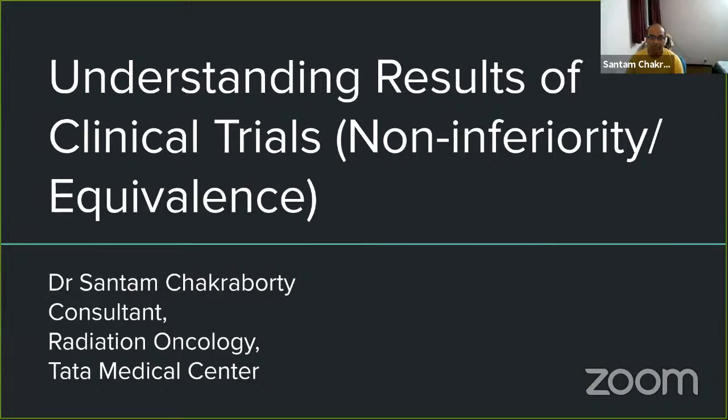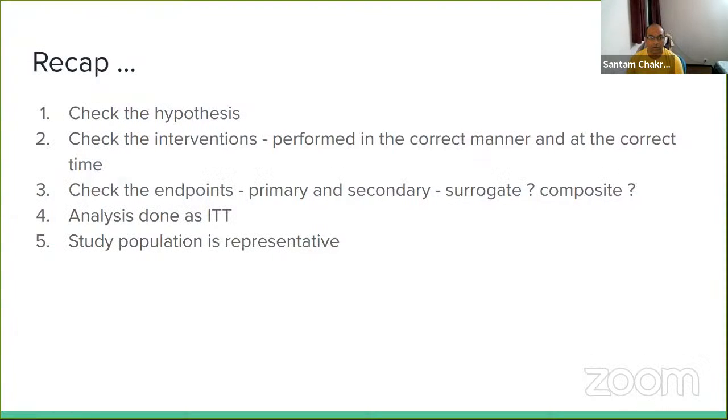So, as Sayan mentioned, we had an excellent talk last week where we learned how to critically appraise literature which deals with randomized controlled trials with primary superiority endpoints. And just for the audience's sake, I would like to recapitulate. The steps would be checking the hypothesis, whether the hypothesis which has been formulated in the study is correct or not.